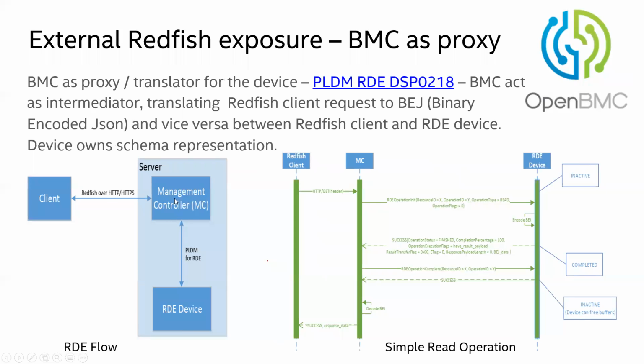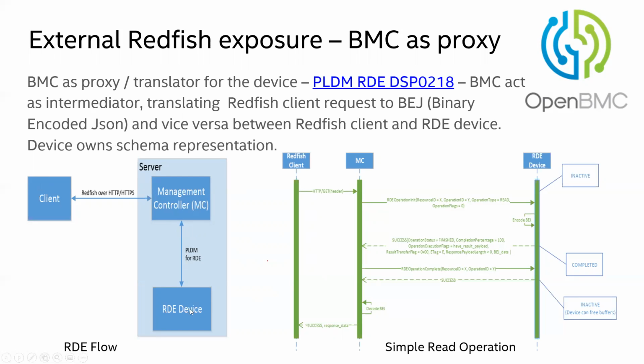And based on that, the management controller will do the conversion and send it to an RDE device. When a response is received, it will again convert BEJ to regular JSON and send it back to the clients. So this specification even talks about how the Redfish schema, URI, everything has to be exposed.